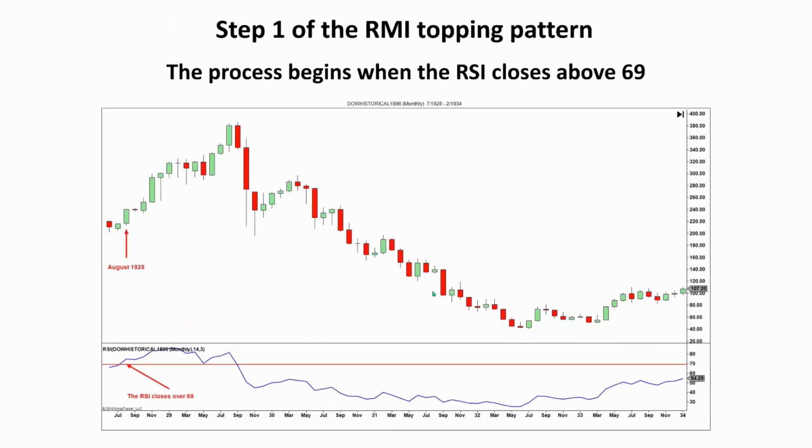So let's review that 5-step process. Step 1 of the Rhodes Momentum Indicator topping pattern is the process begins when the RSI closes above 69. So here, back in August of 1928, the RSI closed over 69. So that is step 1. Step 1, when the RSI closes above 69.